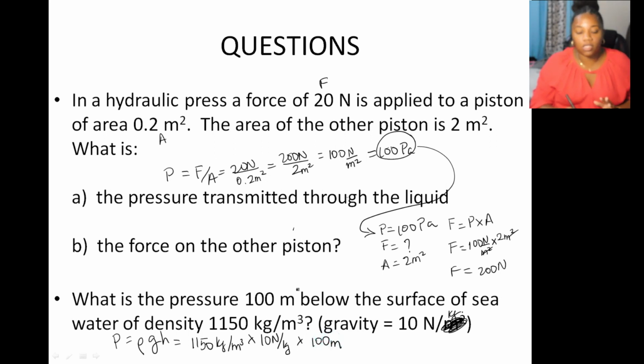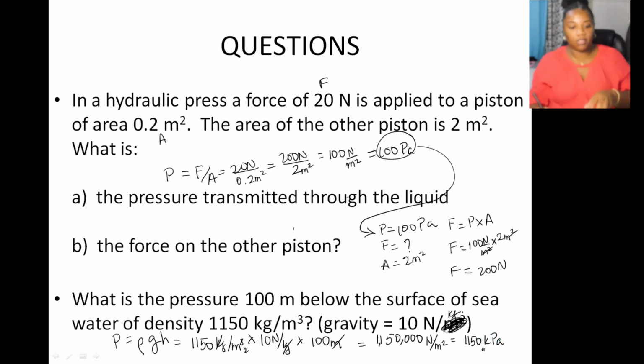The good thing is that we have all the units that we want, and we're left with newtons per square meter. Now if you multiply this, you just add the zeros across the board: 115, and we add 3 more zeros. So we get 1,150,000 newtons per meter squared, which is 1150 kilopascals. And that's the answer for that question.